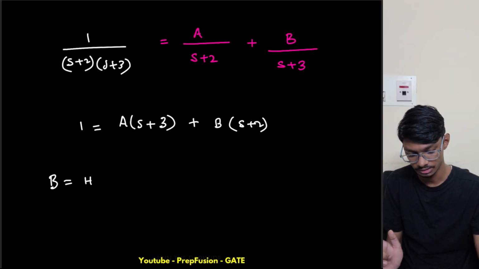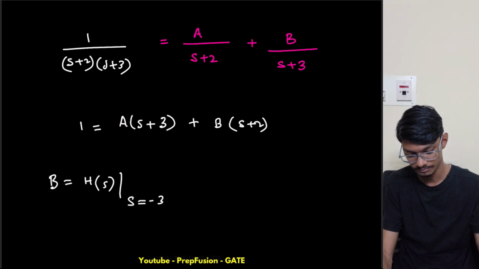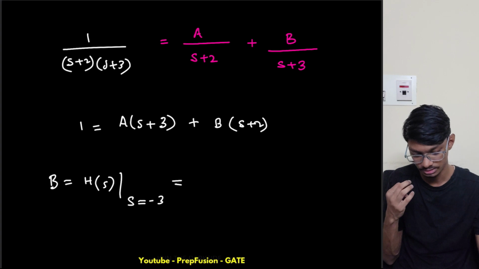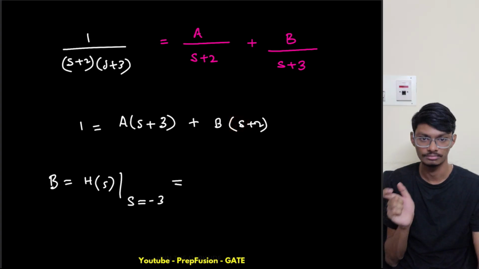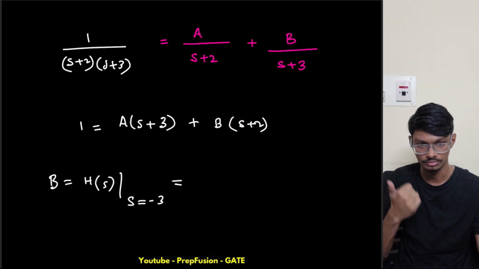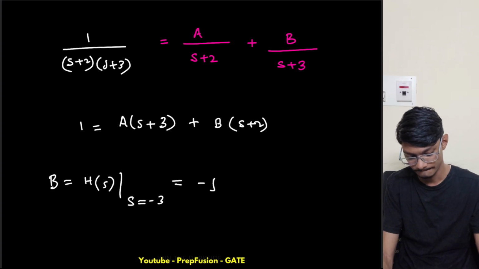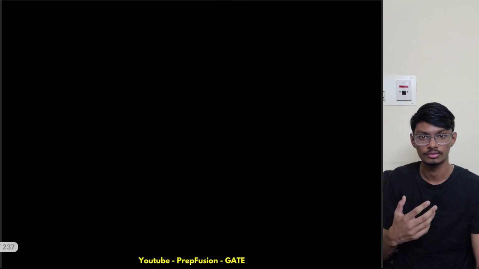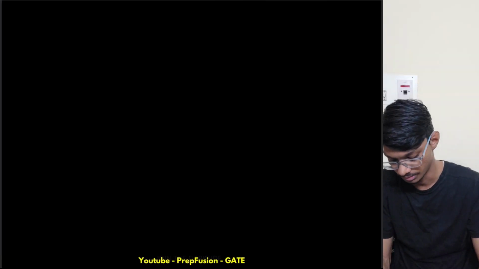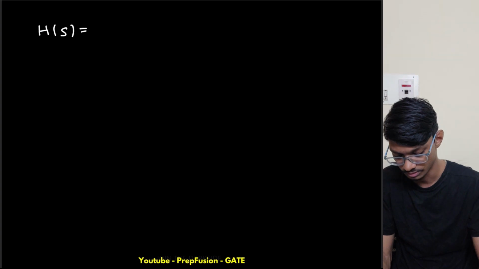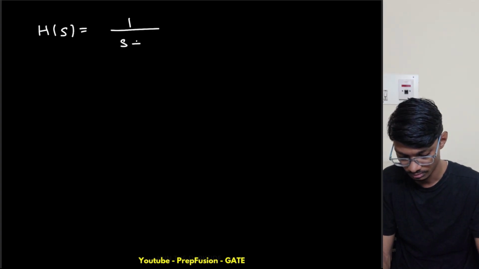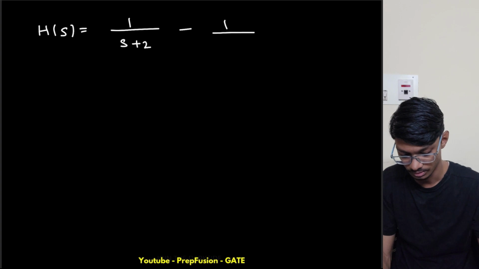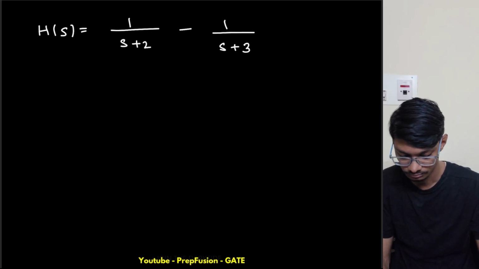simply we put s equals minus 3, right? Putting minus 3, this is 3 minus 3 plus 2, that is minus 1, so b equals minus 1 only. So we would now write the impulse response function as h of s equals 1 by s plus 2 minus 1 by s plus 3, right?